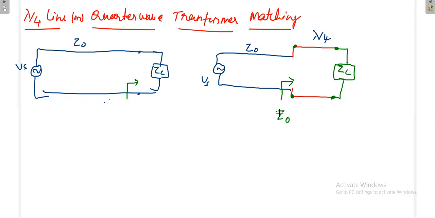So at this point, if I get Z0, what is the meaning of that? No reflection. Then how to get Z0 from this point? That is the question mark. And one more thing: if I want to get Z0 here, and ZL is there, can anybody tell me what has to be the characteristic impedance of the lambda by 4 transmission line?